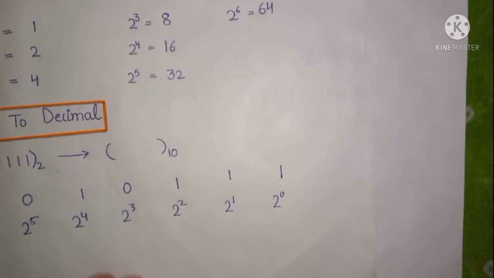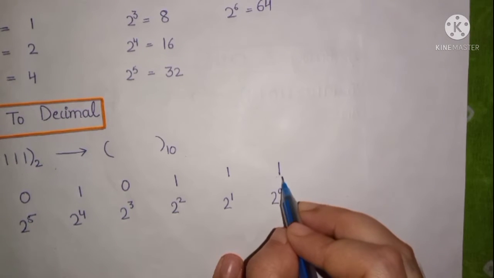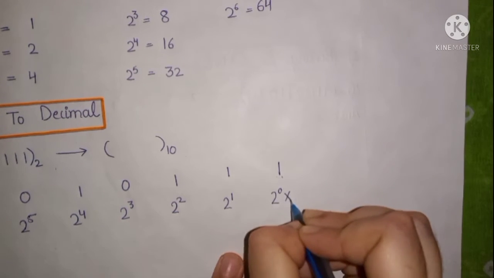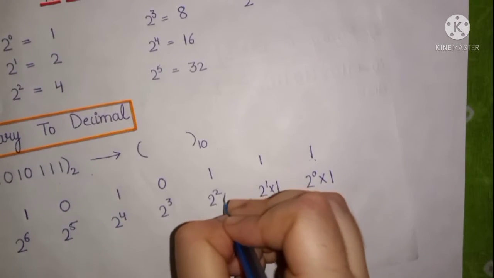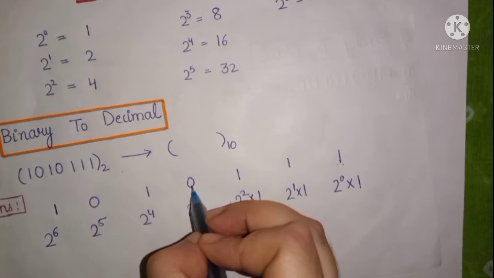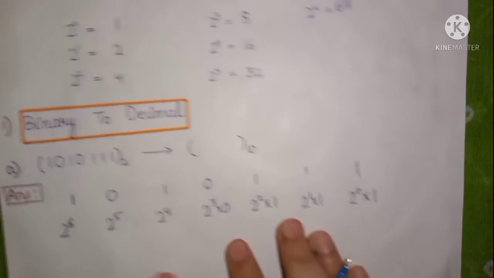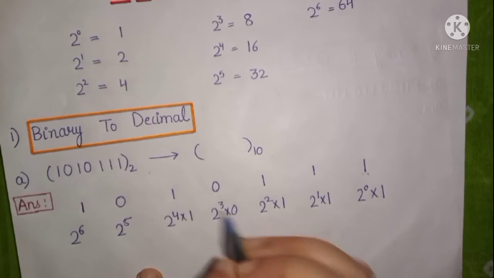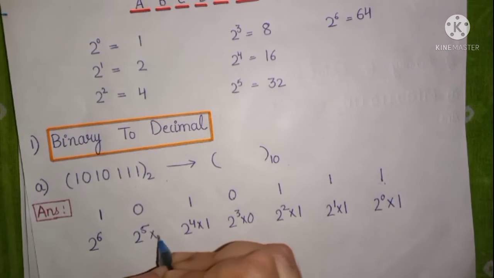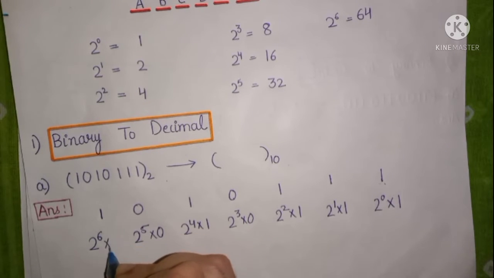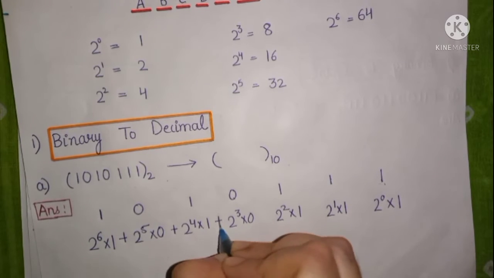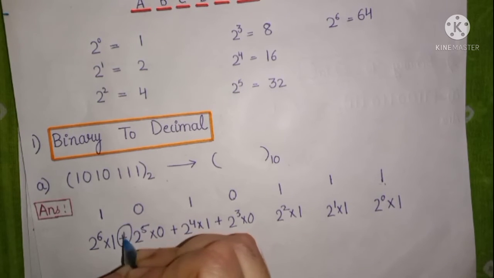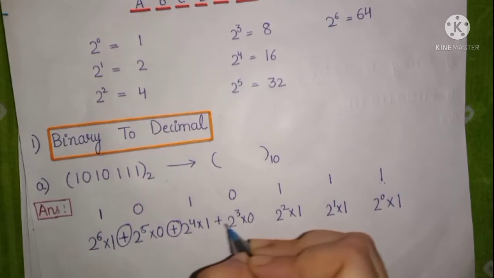Right? Then multiply. Here 1 is written, then multiply by 1. Here 1 is written, multiply by 1. 1 is written, multiply by 1. Here 0 is written, then multiply by 0. 1 is written, multiply by 1. 0 is written, multiply by 0, 1 is written, multiply by 1, and put a plus sign in between them. I have circled them so that you can understand more clearly.